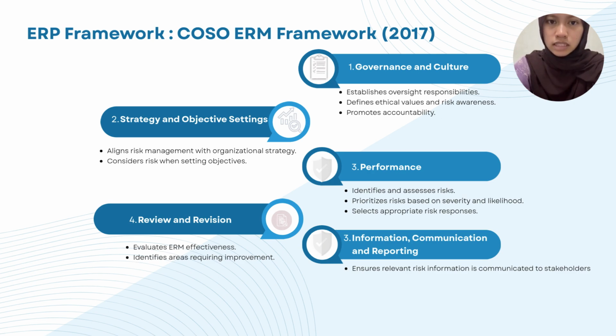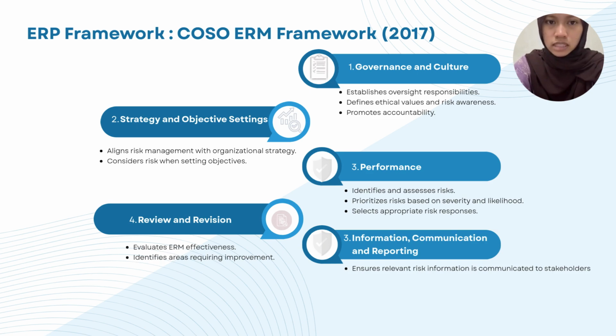The second one is strategy and objective setting. Risk management should be integrated into strategic planning. Organizations must consider risk when setting goals and developing business strategies. The third one is performance. At this stage, organizations identify and assess risks, evaluate their likelihood and impact, prioritize them, and determine appropriate responses. This helps management to focus on the most significant risks.